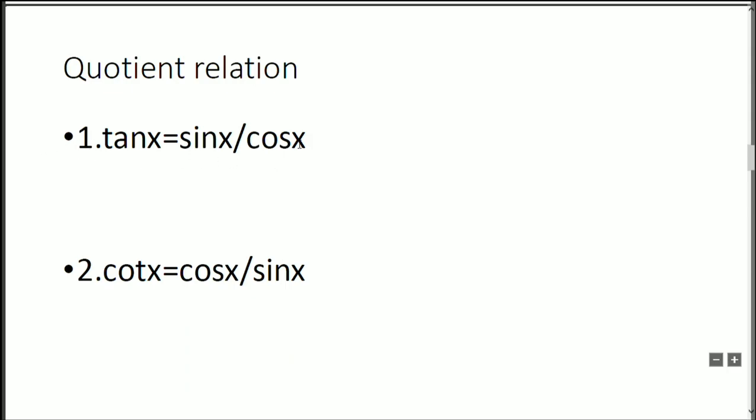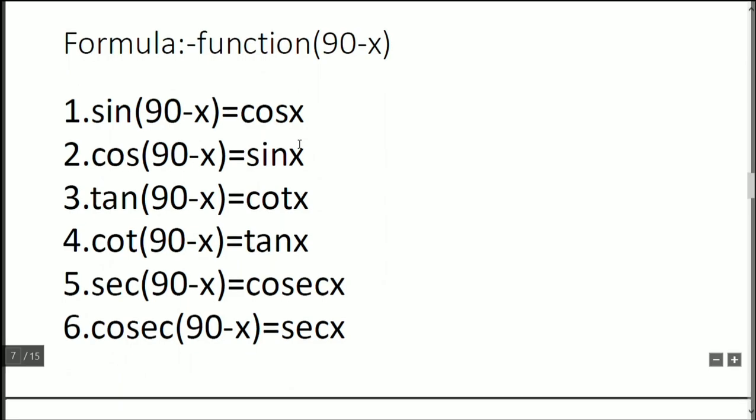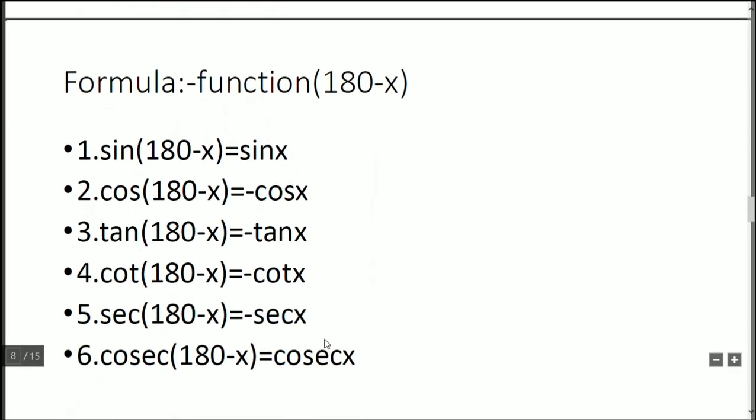Let's take a formula, the function of 90 minus x, that is sin(90 minus x) is cos x, cos(90 minus x) is sin x, then tan(90 minus x) is cot x, then cot(90 minus x) is tan x, then sec(90 minus x) is cosec x, then cosec(90 minus x) is sec x. So let's take another. Then sin(180 minus x) is sin x, then cos(180 minus x) is minus cos x, then up to cosec(180 minus x) equal to cosec x.